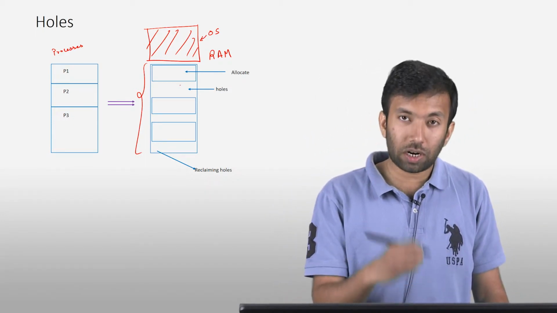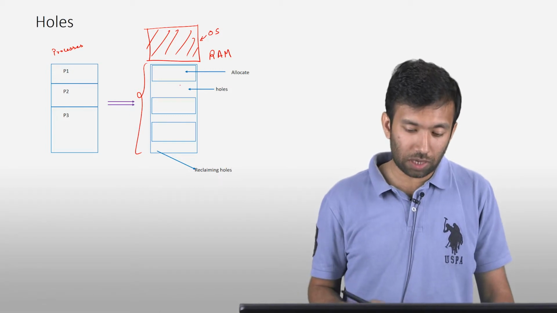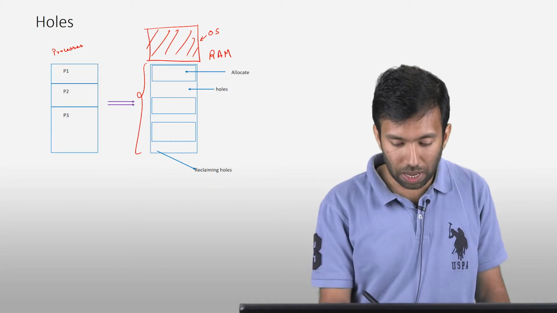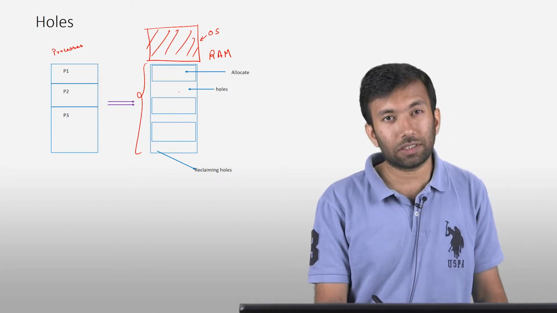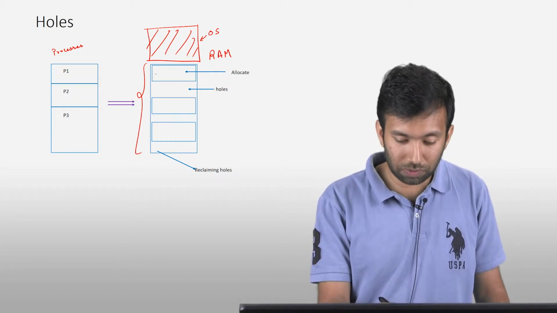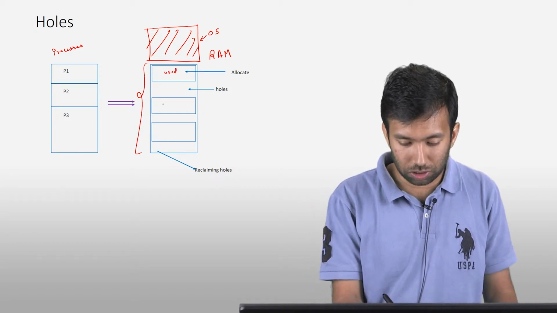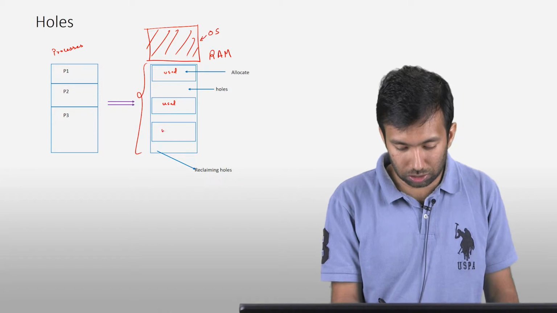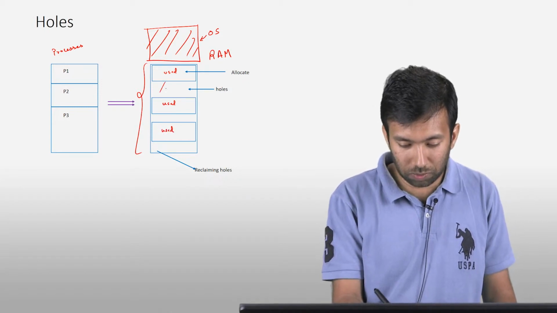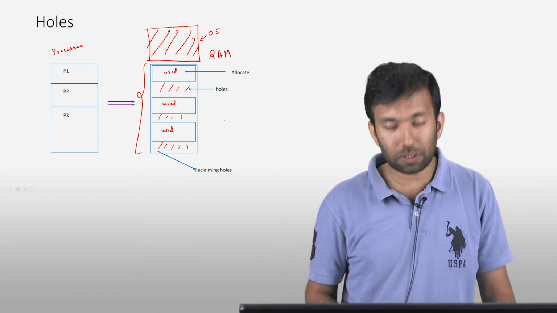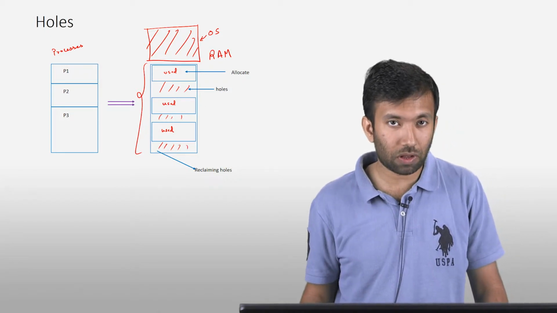Now, when you are executing these processes, processes start and end at their own time. So, you will end up having certain gaps in the RAM. So, some part of the memory would be used. So, for example, this is used, this is used, and this is used, and the other parts of memory will be free. We will call this free memory holes. We will call them holes.